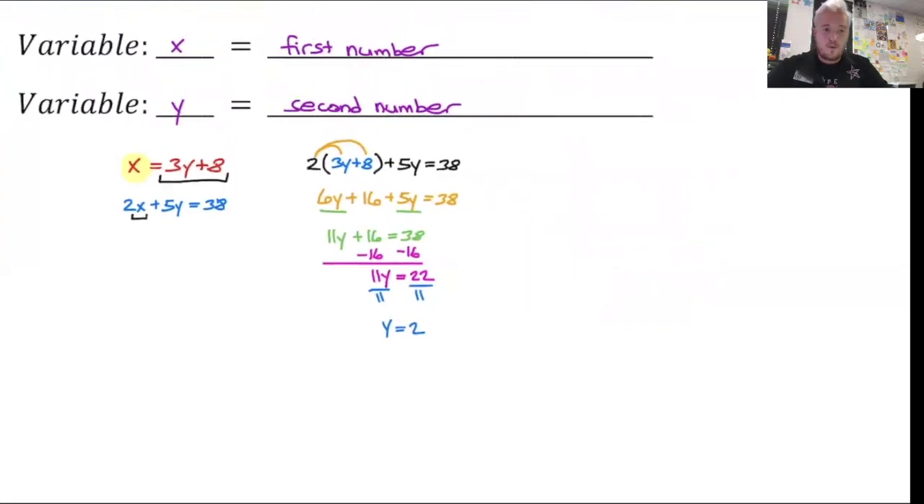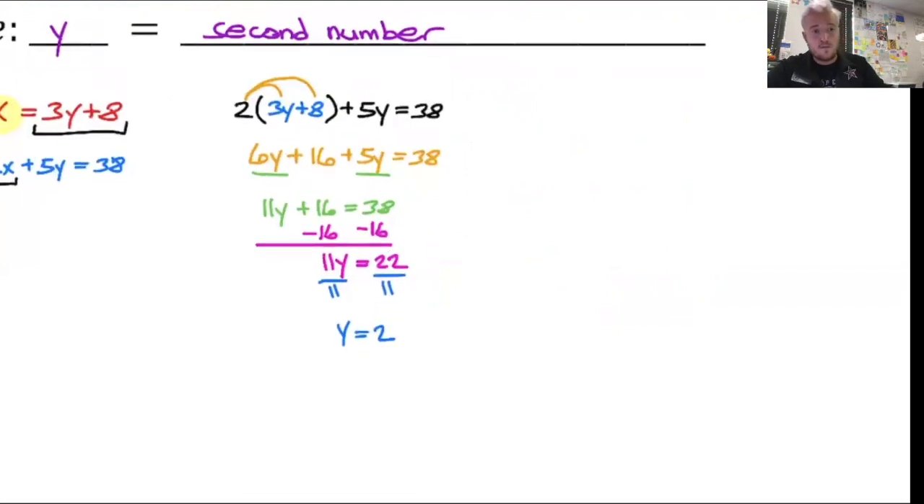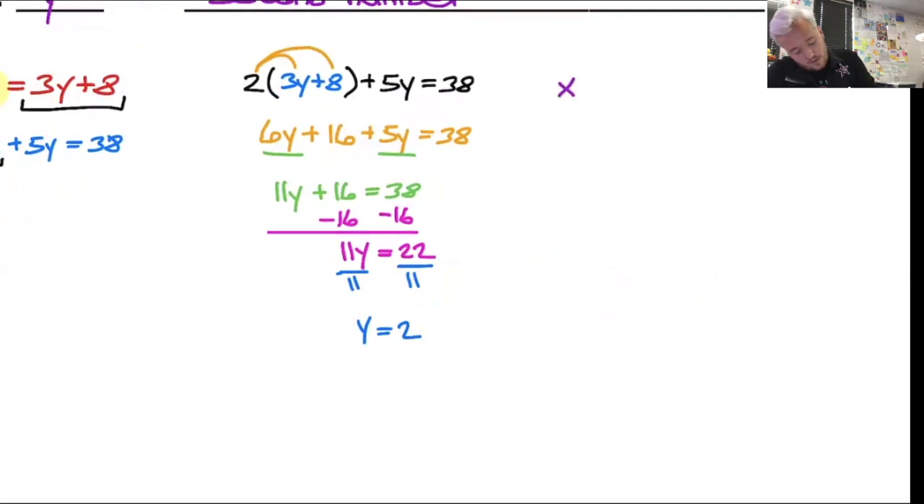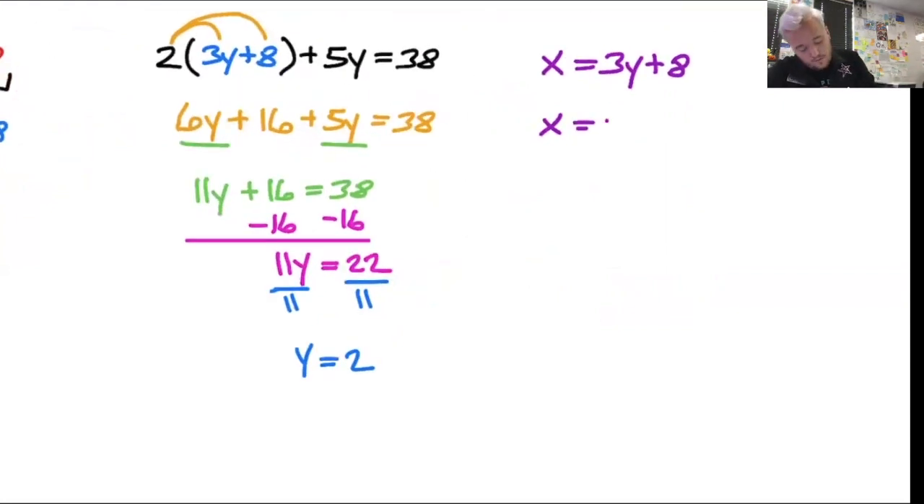So remember, your answers typically are going to be coordinates. We found the y value, but we still need to find the x value. I'm actually going to use my x equals equation over there. I'm going to use x equals 3y plus 8, and sub in for that y value that I just found. So I'm going to have 3 times 2 plus 8. So 3 times 2, which gives you 6, plus 8, which means you're going to get an x value of 14.